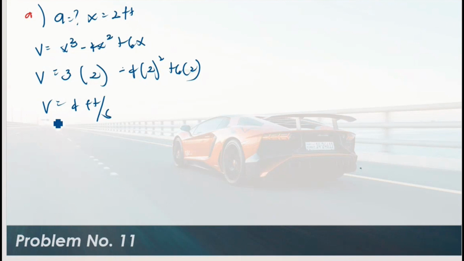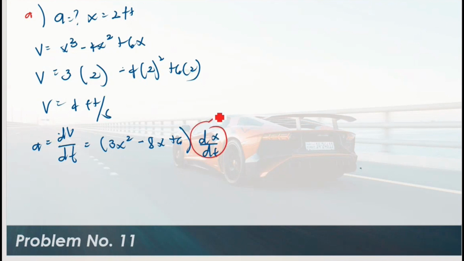Why is it that we compute for the velocity? Because we know that the acceleration is dv over dt. And applying the equation, that will become 3x squared minus 8x plus 6 dx over dt. We know that dx over dt is a velocity. This is the velocity of the moving particle.